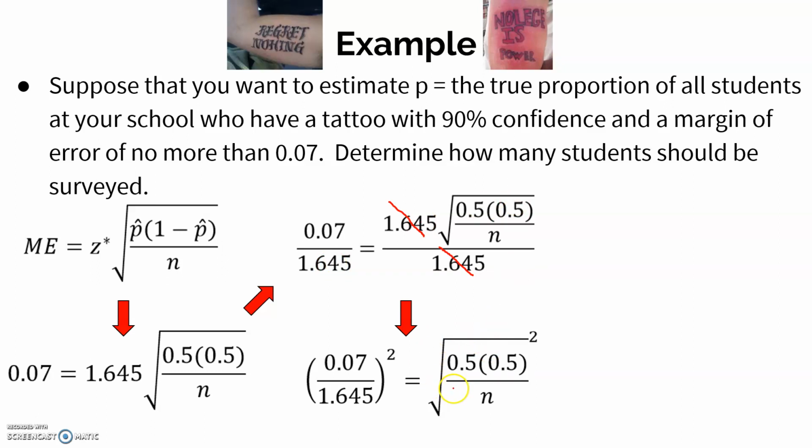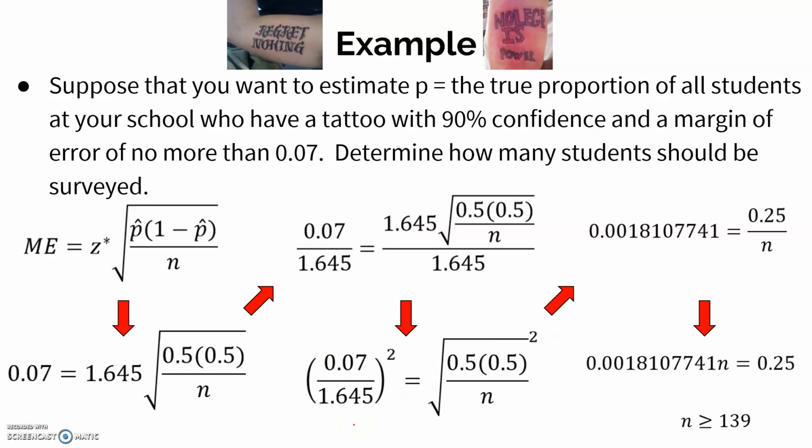Now down here, what you're seeing in this step is I am now going to square both sides. And remember, I am going to square it in order to get rid of this radical. So squaring is the inverse operation of taking the square root. So that will simplify. And now we can go ahead and figure this out on our calculator. We can take 0.07 divided by 1.645. And if you group it just like this, your calculator will give you an answer.